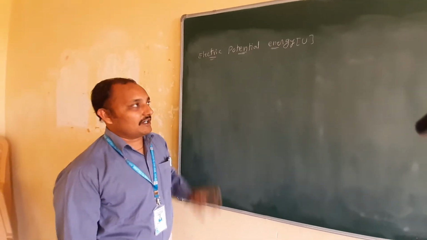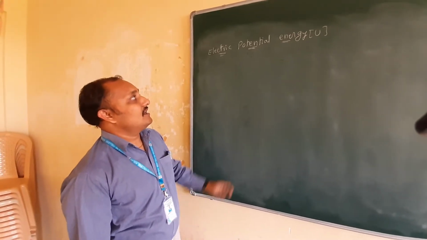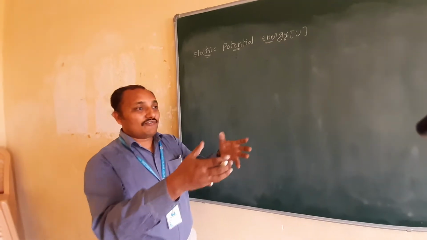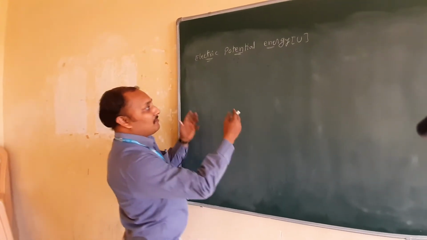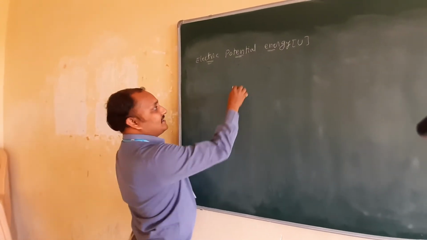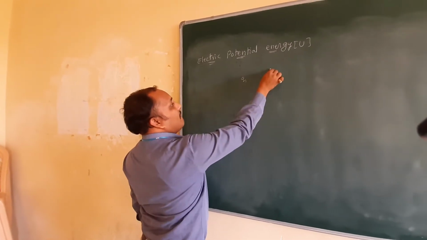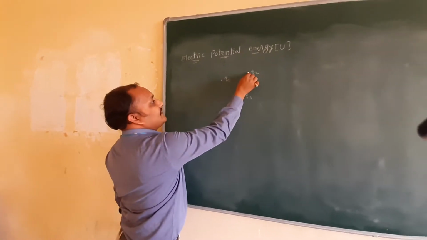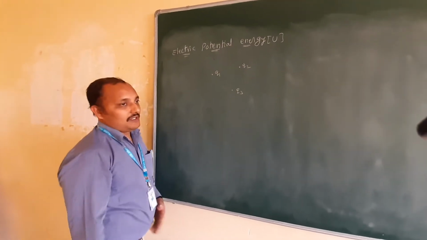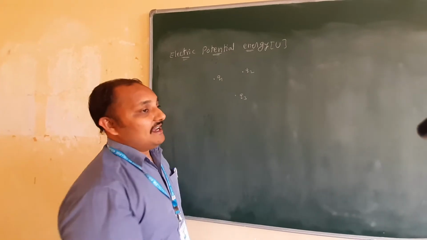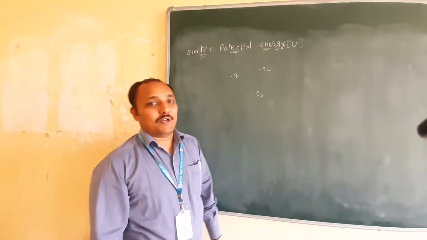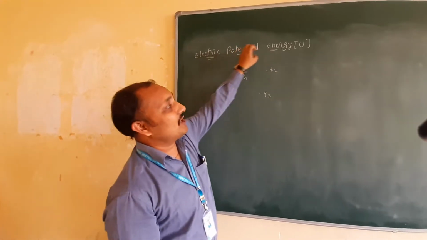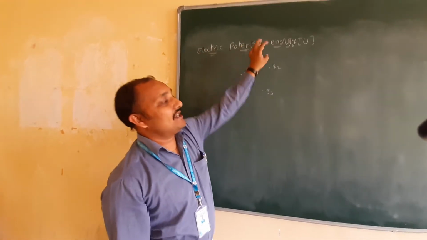So what is that work done? It is the amount of work done to assemble or configure some amount of charges at one place. Let us say I am taking three charges, Q1, Q2, Q3. I arrange them like this. To arrange like this, I need to do some amount of work. That work done will be stored as electrostatic potential energy or electric potential energy.